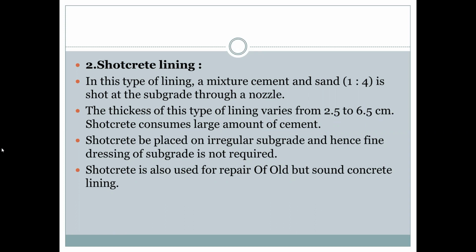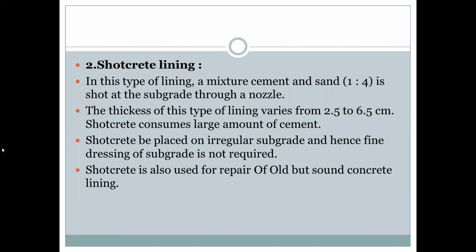The thickness of this type of lining varies from 2.5 centimeter to 6.5 centimeter. So in this type of shotcrete lining, more cement is consumed. The quantity of cement required will be more.